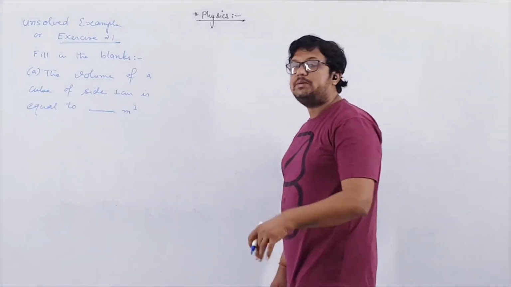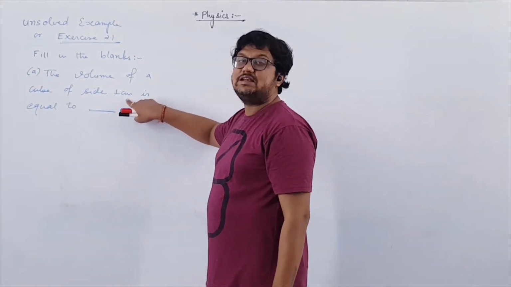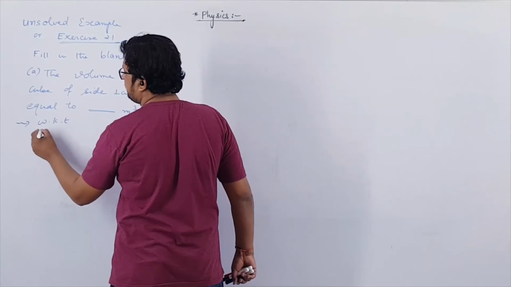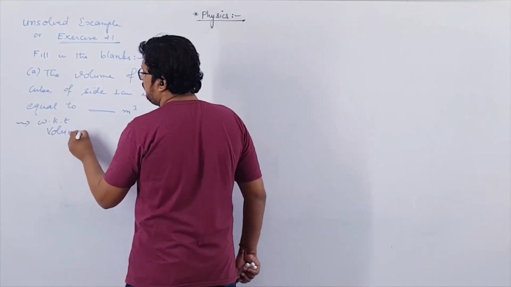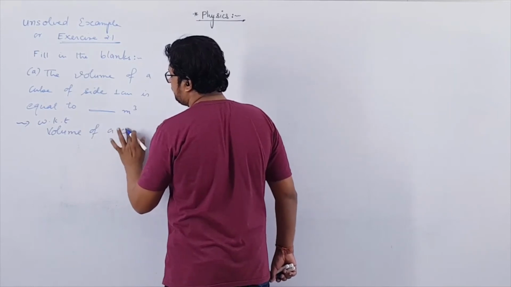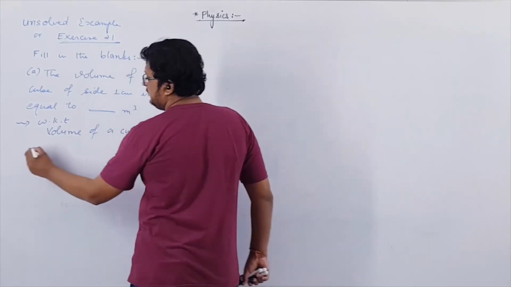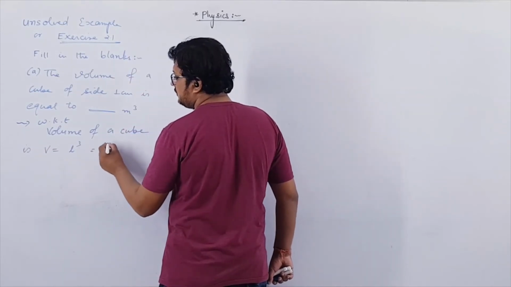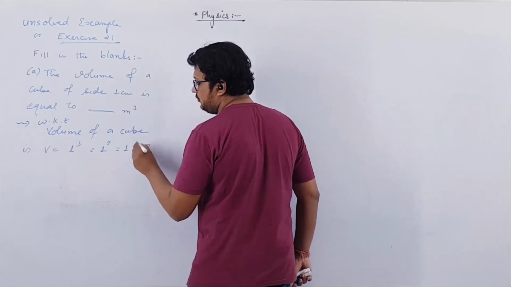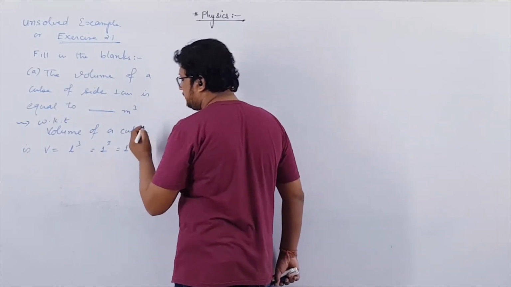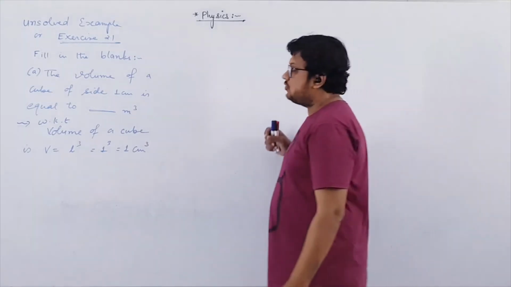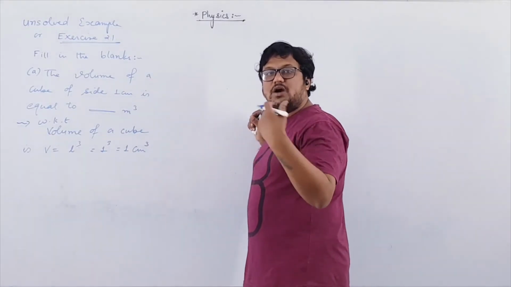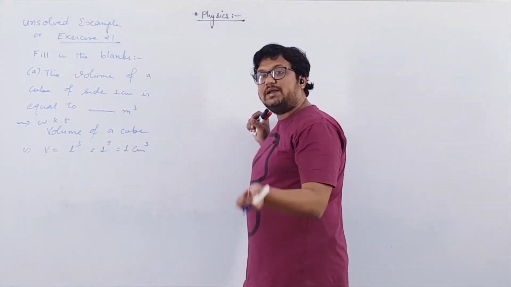We have to find volume in meter cube. Length is given in centimeter. So we know that the volume of a cube is V equal to L cube, right? So here 1 cube, so you can say volume will be 1 centimeter cube, but we want the answer in meter cube. So also you must be knowing that 1 meter is 100 centimeter. So 1 centimeter will be 10 raised to minus 2 meter.